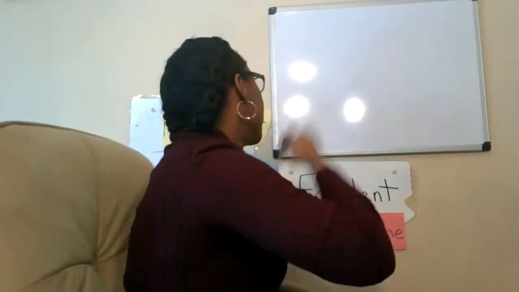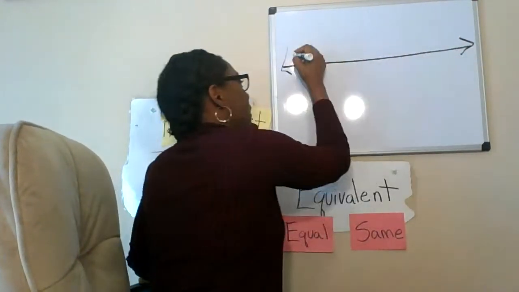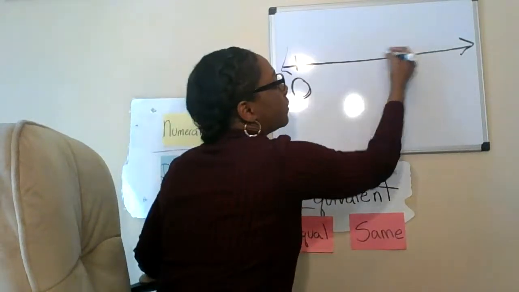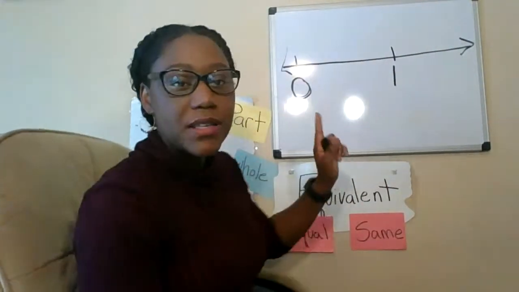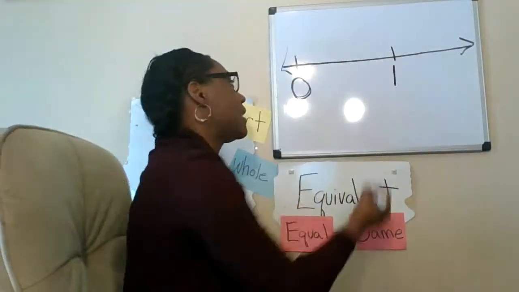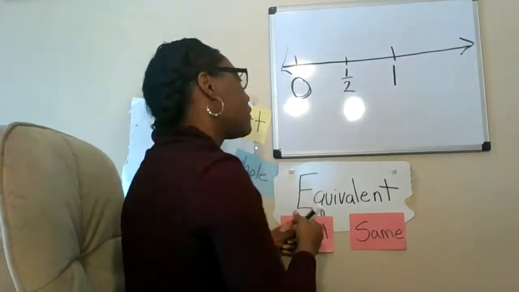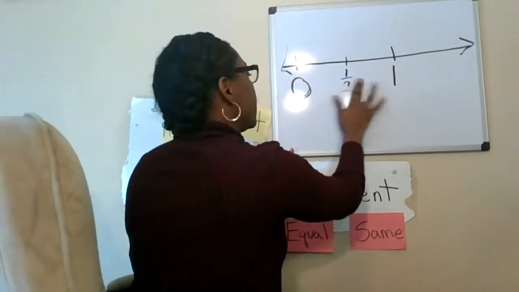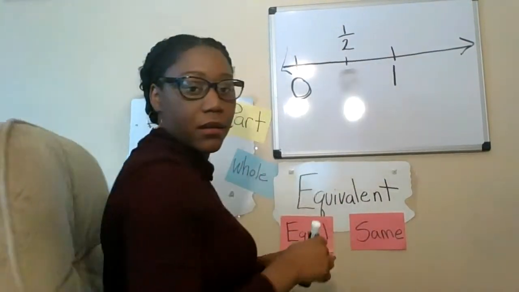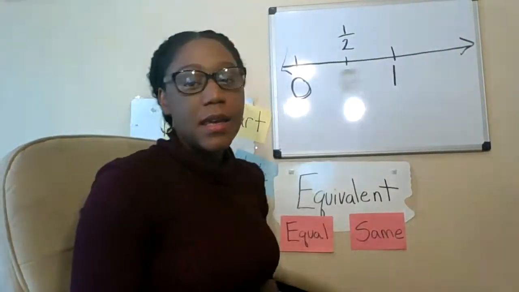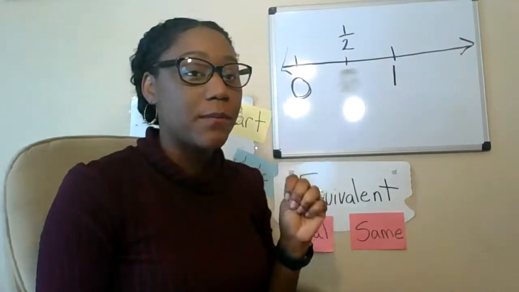So let's look at the number line. 0. I'm going to put 1 here because I'm going to go past 1 on the number line today. I'm going to go ahead and put my 1/2 here for this point right here. Now, I said that 4 times around the track would be 1 mile.